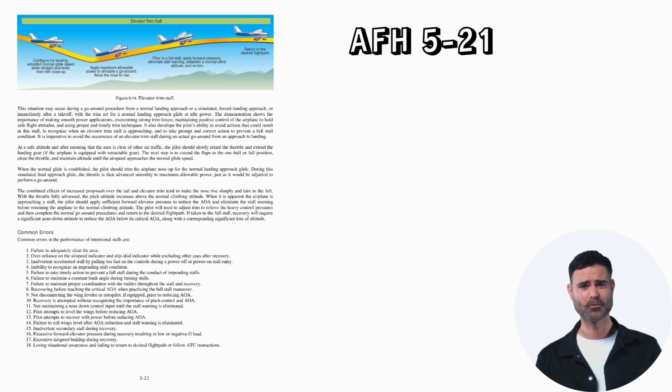15. Inadvertent secondary stall during recovery. 16. Excessive forward elevator pressure during recovery, resulting in low or negative G load. 17. Excessive airspeed buildup during recovery. 18. Losing situational awareness and failing to return to desired flight path or follow ATC instructions.